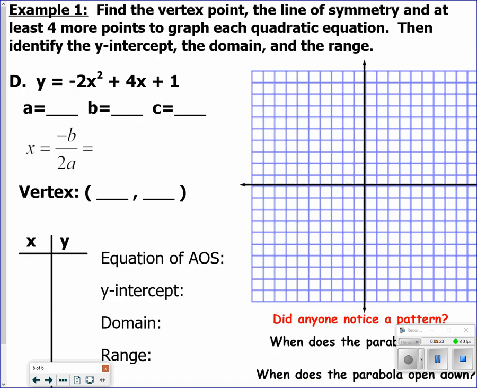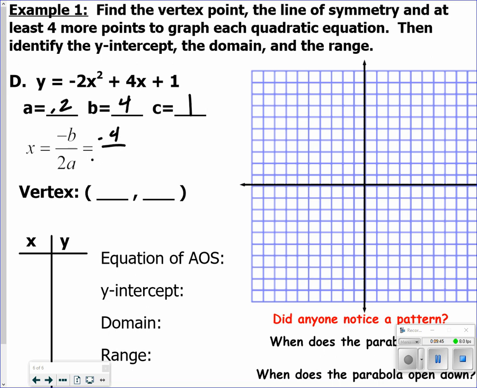A is negative 2. B is positive 4. C is 1. Now, there is a pattern to this, whether or not it goes up or down, things like that. When I teach this in my Honors Algebra 2 class, I do actually go through that pattern, but I don't recommend it for this class. And I'm actually going to do this one on a graphing calculator as well.